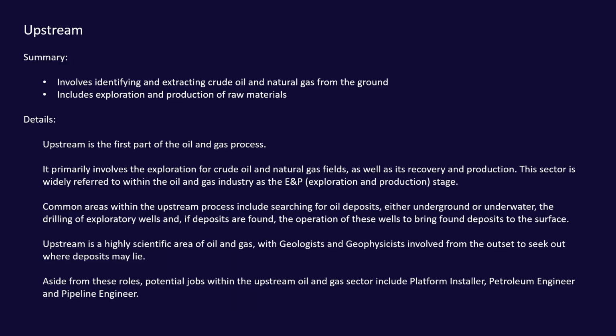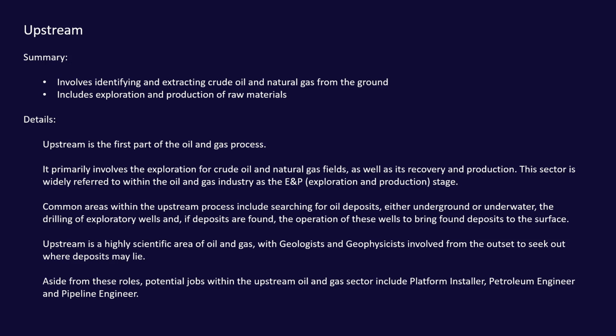Okay, so for the next couple of slides, I'm going to go more into detail on upstream, midstream, and downstream in a little more dry way. I'm just going to read the text on the slides that describes them in more detail, and I'm going to end with a summary. Okay, so upstream, the summary is that it involves identifying and extracting crude oil and natural gas from the ground, and it involves exploration and production of raw materials. So a more detailed explanation of that will be: upstream is the first part of the oil and gas process.